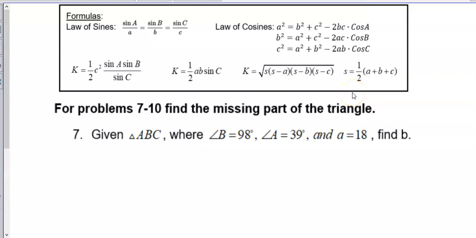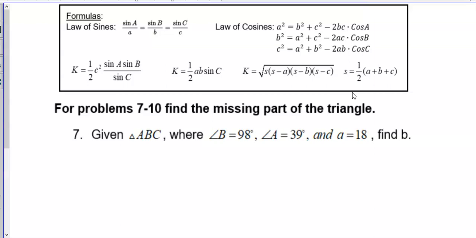Hey, anyone who's watching, this is the second part of the review. So law of sines, law of cosines, and area stuff. I have all the formulas on top, and I'll keep it on top as we go through each of these. So number 7, we are finding the missing part of the triangle.